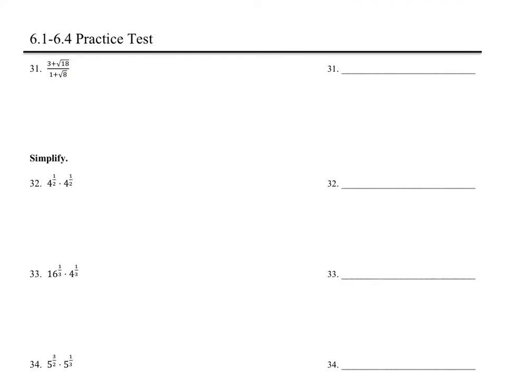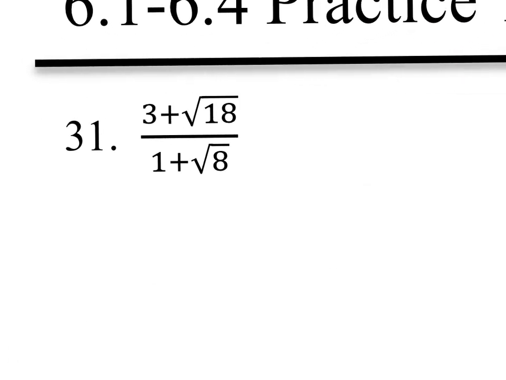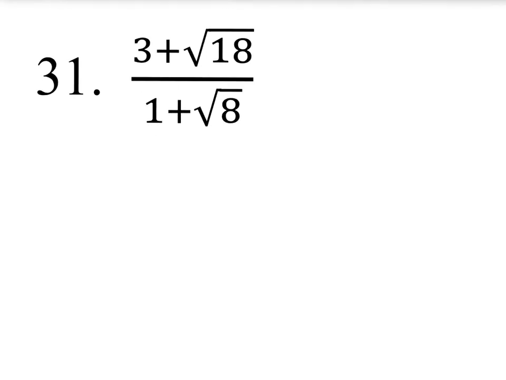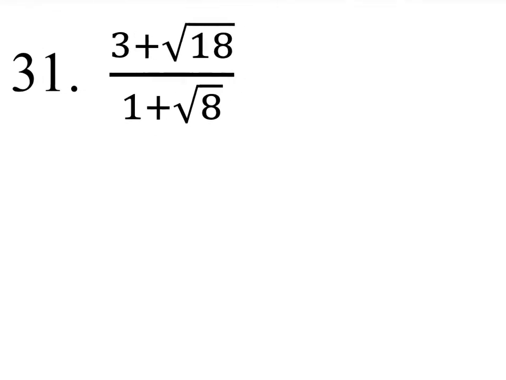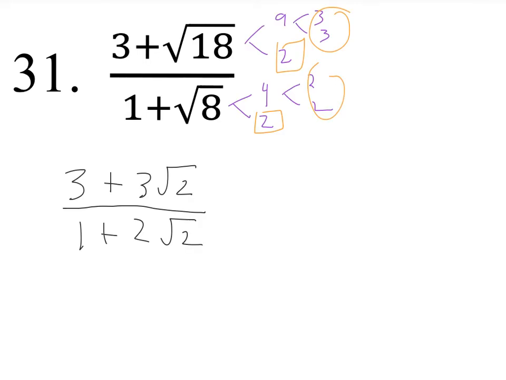This next one, again, you get to rationalize the denominator. One thing I know though, 18 and 8 are not simplest radical form. I personally like to simplify beforehand, so I'm going to do the factor tree for 18 and 8. The square root of 18 simplifies to be 3 square root 2 because there's a pair of 3's and then a 2 left over. And 8 simplifies to be 2 square root 2. So now I have to rationalize this.